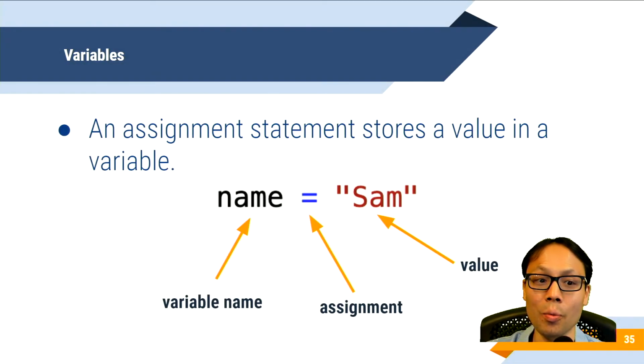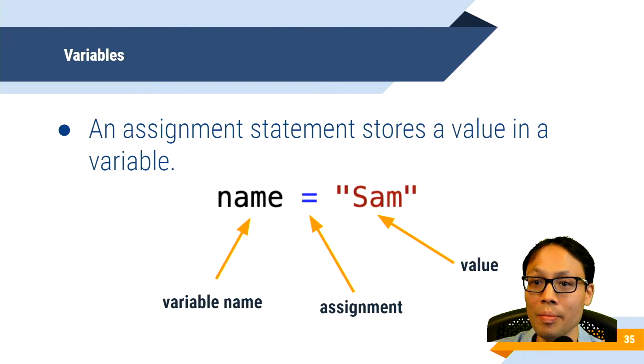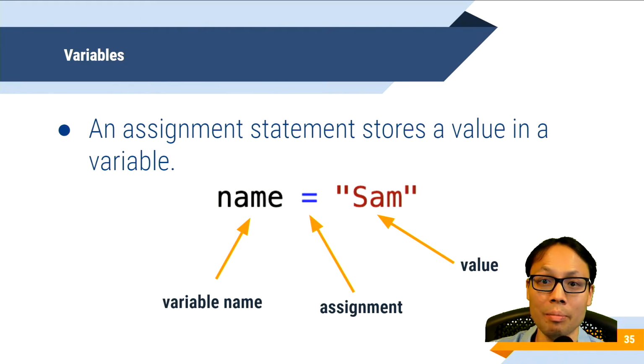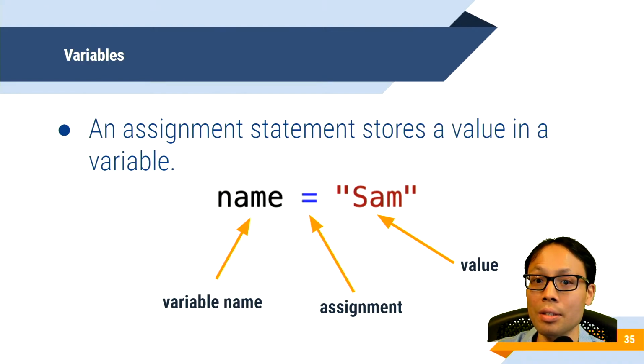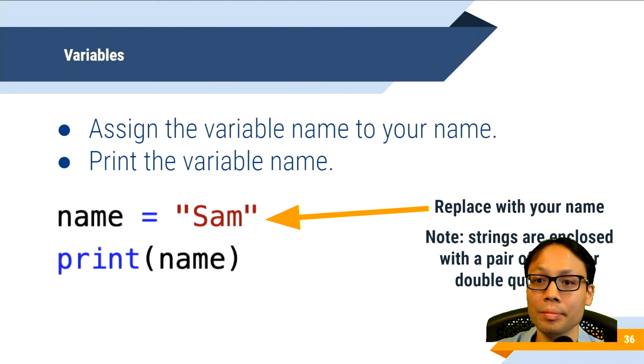Now, the way that a variable is assigned is that you have a variable name, an equal sign, and then the value on the right-hand side. This is a little different from mathematics, because in mathematics, an equal sign is testing for equality. In this case, the equal sign just means assignment. So go ahead and assign the variable name to your name and print out your name.